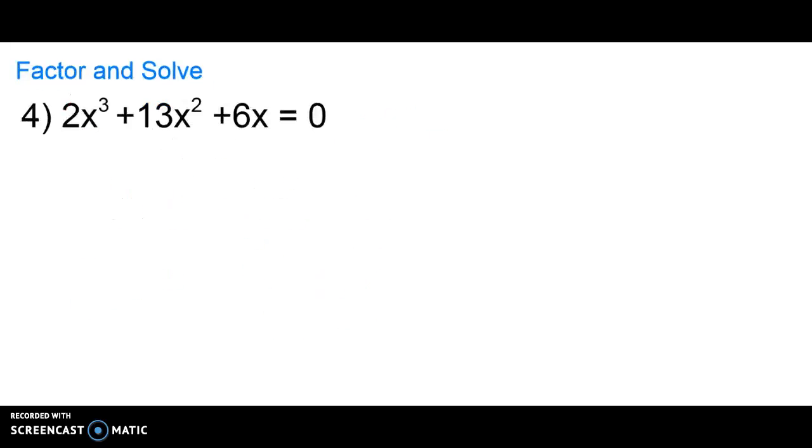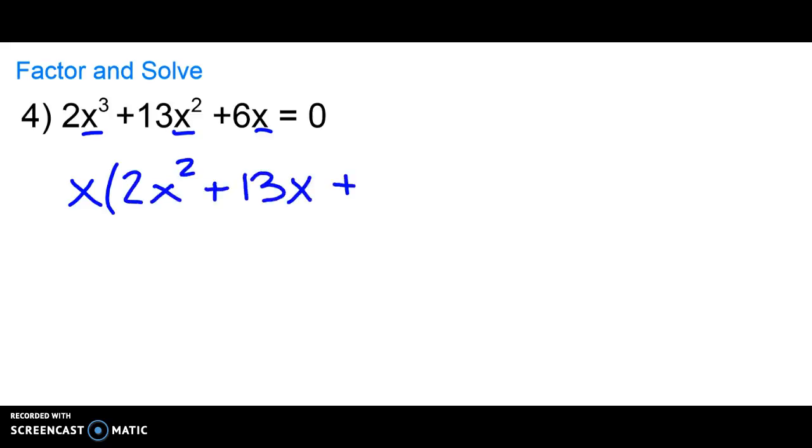Alright, and the very last problem. Ooh, I see a cube in here. Immediately when I see a cube, I need to be thinking that there's got to be a GCF. And then I'm also going to check my numbers at the same time. I have a 2, a 13, and a 6. There is no common number with the 13. 2, 13, and 6 have no common number. The only thing they have in common is this x. I'm going to take that out. So when I factor out an x, I'm going to have 2x squared plus 13x plus 6 equals 0.